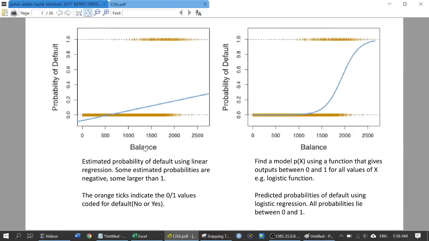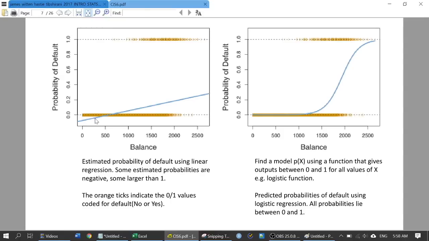So if you look at the relationship between the balance and the probability of default, definitely you will see a pattern here, where those with a higher balance are a little bit on the right-hand side compared to those with a lower credit card balance. However, if you try to fit the linear regression here, which is a straight line, you can see that the problem with this linear regression is that some of the probability is negative. So how can you have a negative probability?